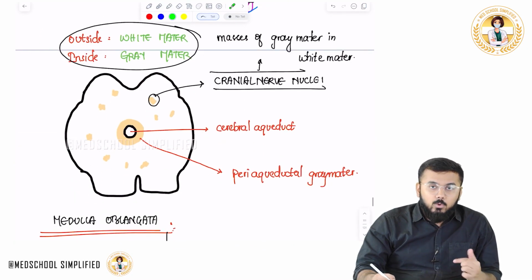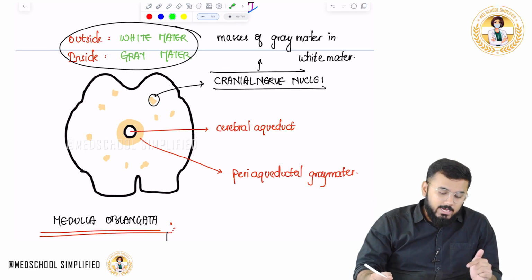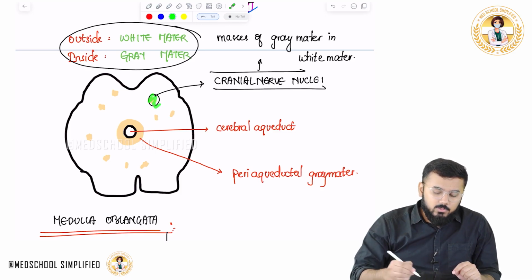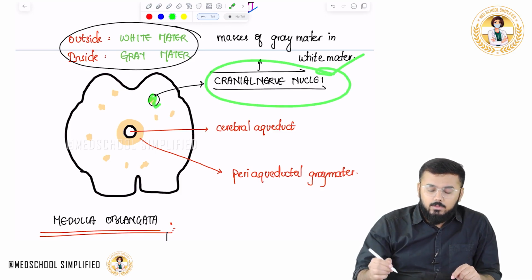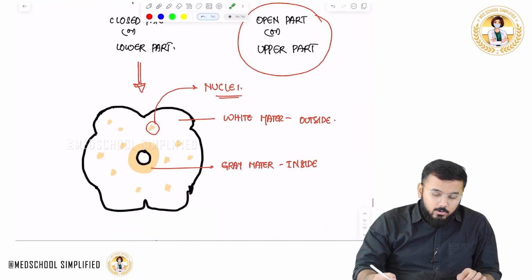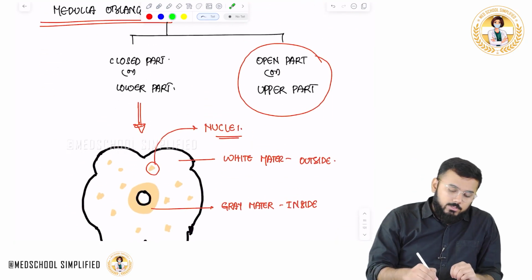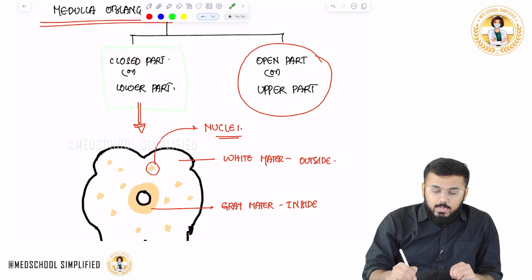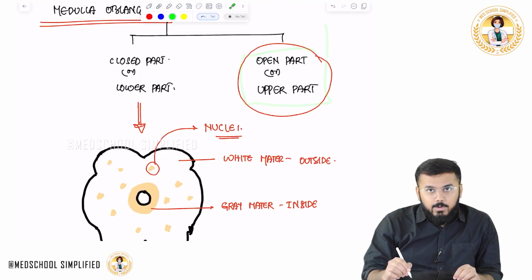In the brainstem, outside is not gray now, outside is white and inner is gray. And there are pieces of gray matter embedded within this white matter. These are called cranial nerve nuclei. Right? In the medulla oblongata, you have got two parts. One is called the closed part, the lower part. Another one is called the open part, the upper part.